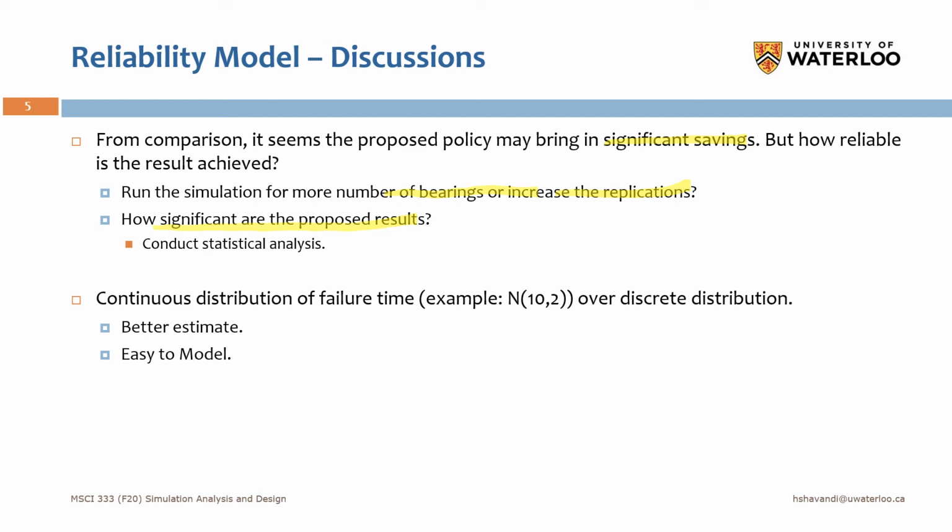Or, for example, we can consider a continuous distribution of failure time instead of the discrete one that we had in our example. For example, we can assume a normal distribution for the failure time, say a normal of 1,000 hours as the mean and 200 hours as the standard deviation. Okay, so by having a continuous distribution, we may have a better estimate, and it's also easy to model.